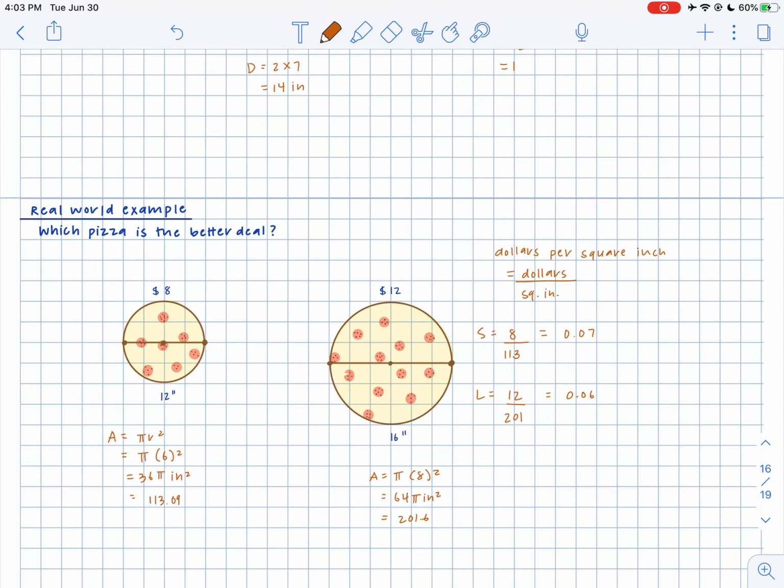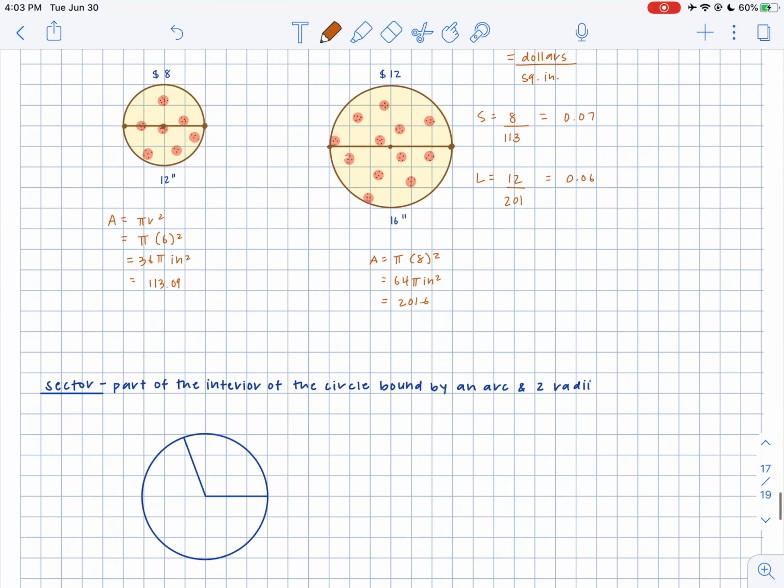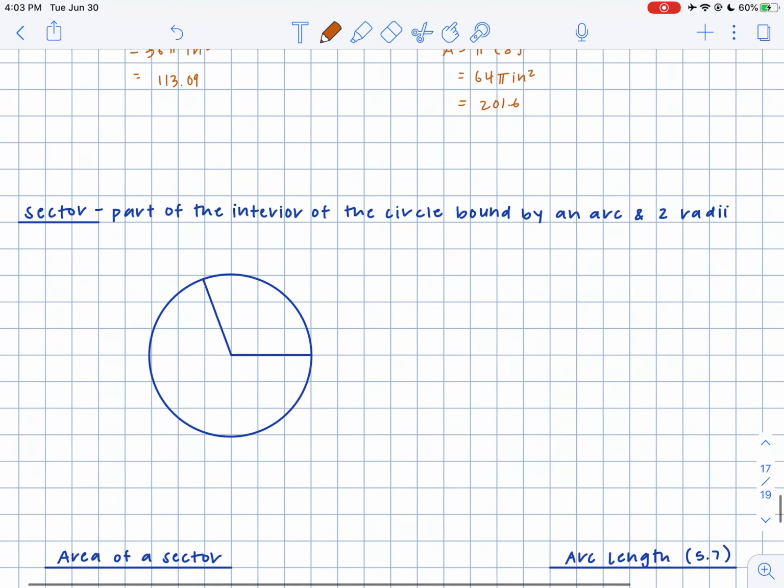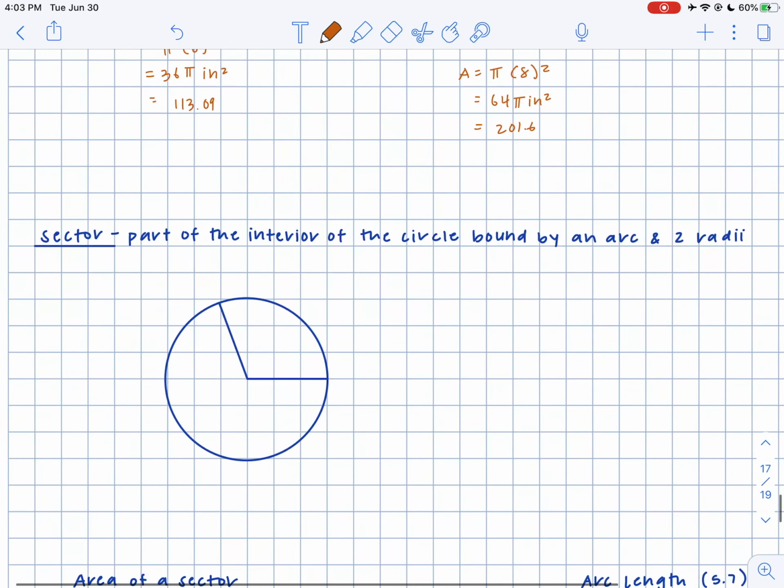Okay, now that we've talked about area and looked at an example, let's get into sectors. A sector is a part of the interior of the circle bound by an arc and 2 radii. So it's bound by an arc, here's the arc, and 2 radii. Here's one radius, here's another radius. So it's bound by those 3 things, and it can't go past it. The sector is everything inside of it.